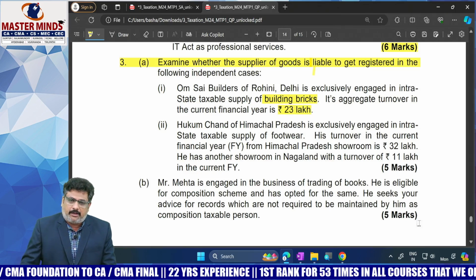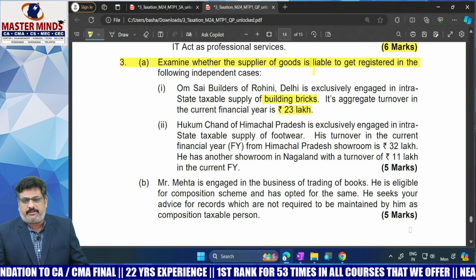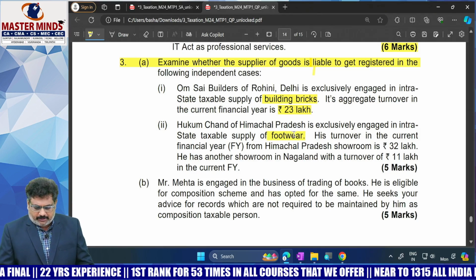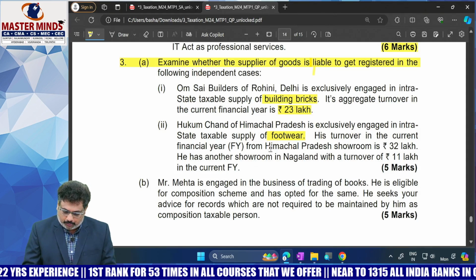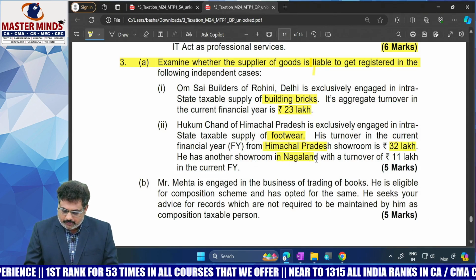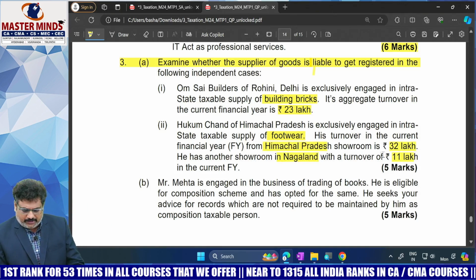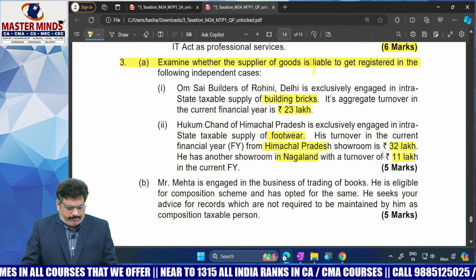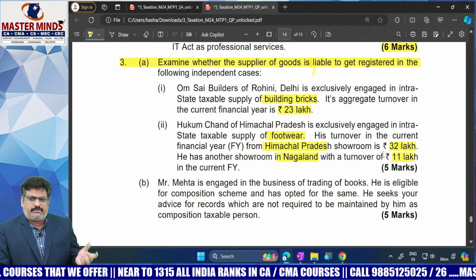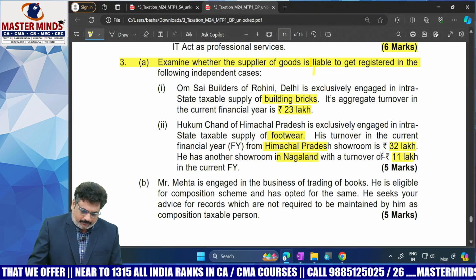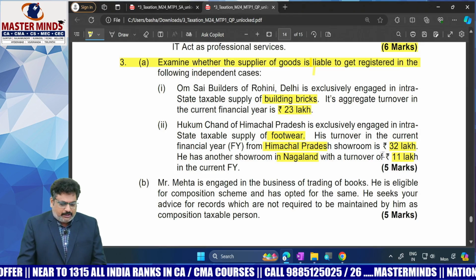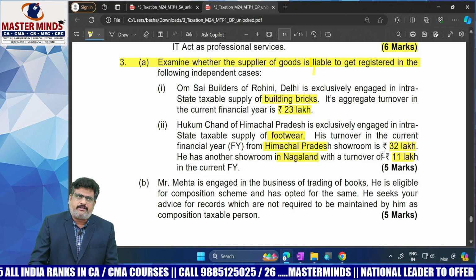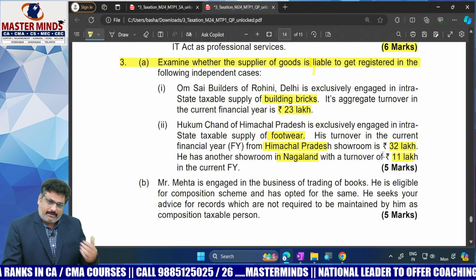Liable or not liable? Liable. Next one. Humkum Chand of Himachal Pradesh is exclusively engaged in intrastate supply of footwear. Its turnover in the current financial year from the Himachal Pradesh showroom is 32. From Nagaland, it is 11. Now, what is the answer for this? If one of the places of business is in a special category state, automatically the limit will be reduced to 10. In that case, the limit of 10 was exceeded now. Therefore, is registration required or not required? Required, in both Himachal Pradesh and Nagaland.